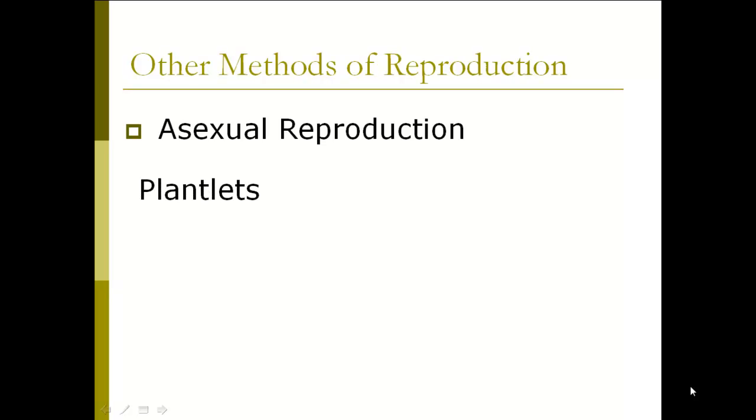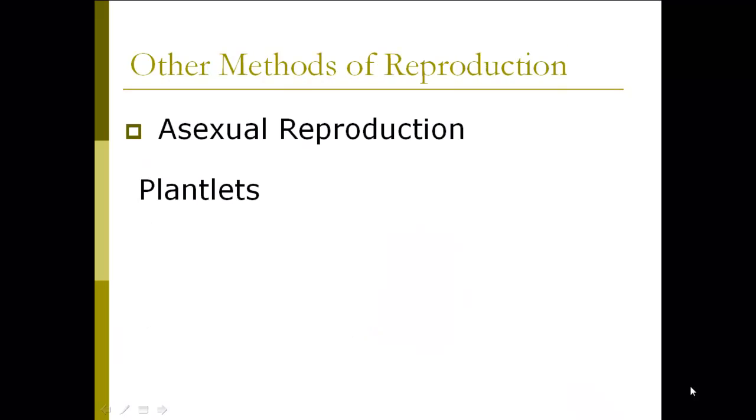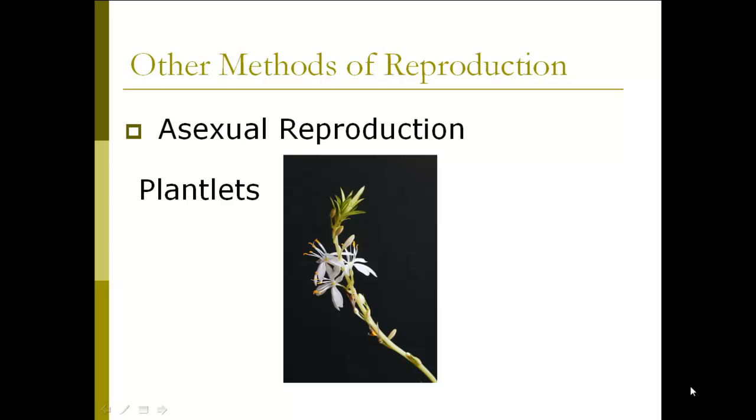The first is plantlets. Plantlets are tiny plants that grow along the edges of a plant's leaves. The plantlets fall off and grow on their own. So you can see in this picture the tiny buds that are growing along the leaves, and they'll fall off and form their own plants.